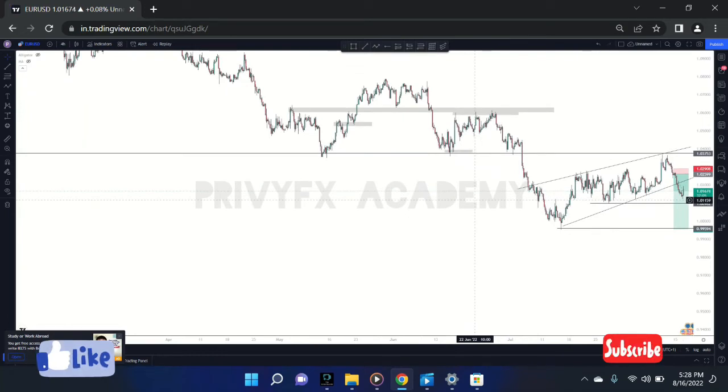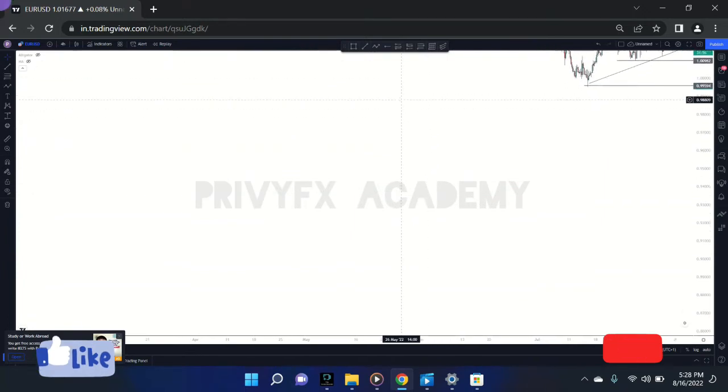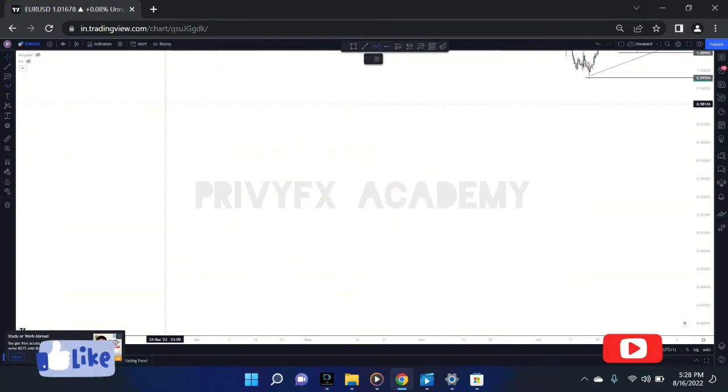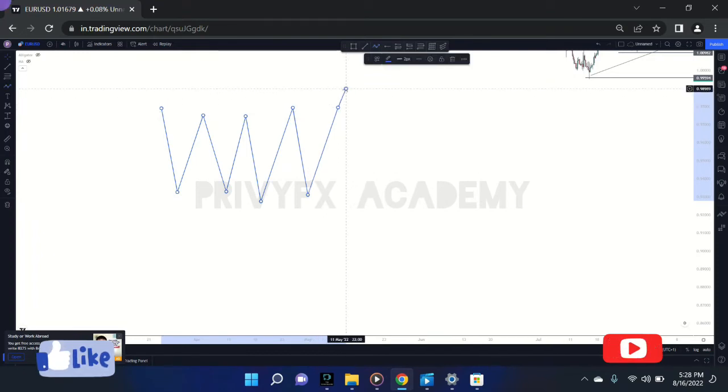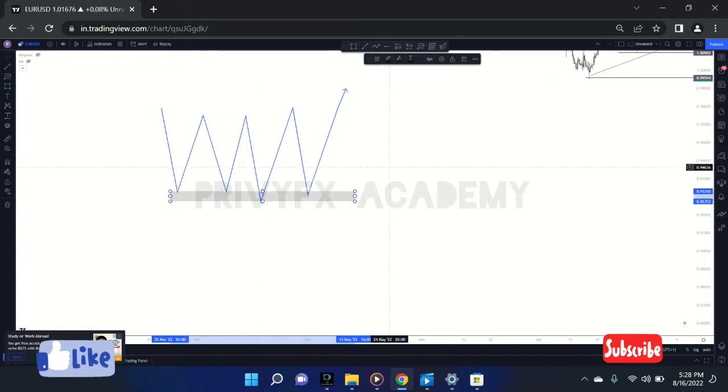Now I'm going to teach you guys on the static support and resistance. The static support or resistance is like this. This is the static support and resistance. So when you see a price bounce off from a particular area more than once, that place is a strong support or resistance.